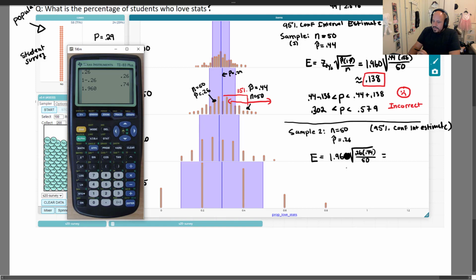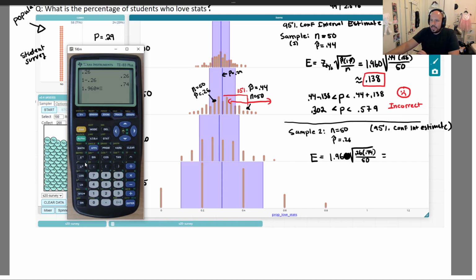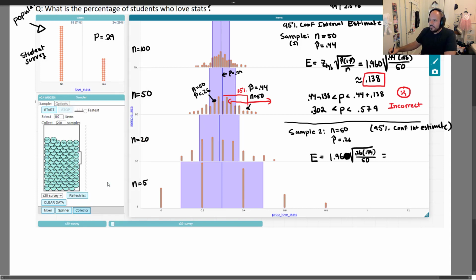But anyway, 1.960 times, let me take the square root there. And this is 0.26 times 0.74, okay? And then we're going to divide that by our 50. Okay, so I got that right there. And what I'm going to get for my margin of error, it's funny, I actually still ended up with the right number. I just wrote down a number wrong. We get a margin of error of about 0.122, or about 12.2 percentage points.